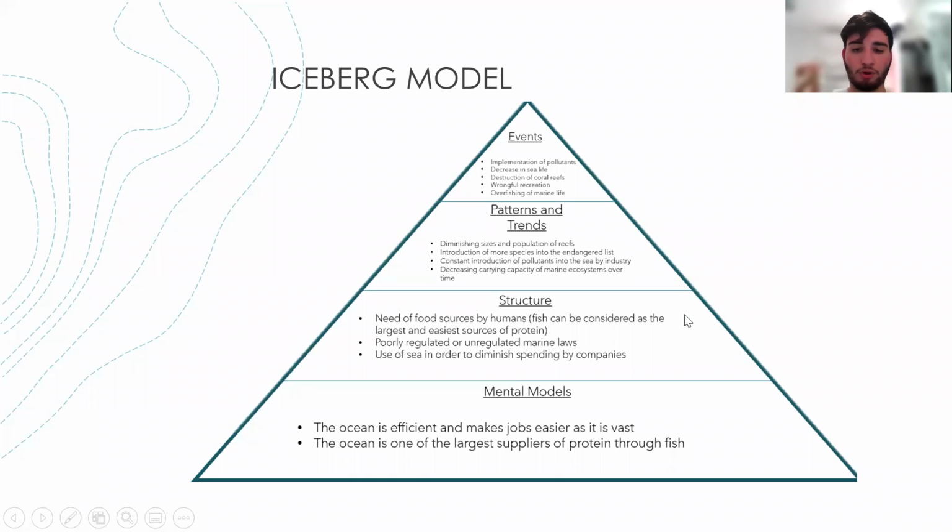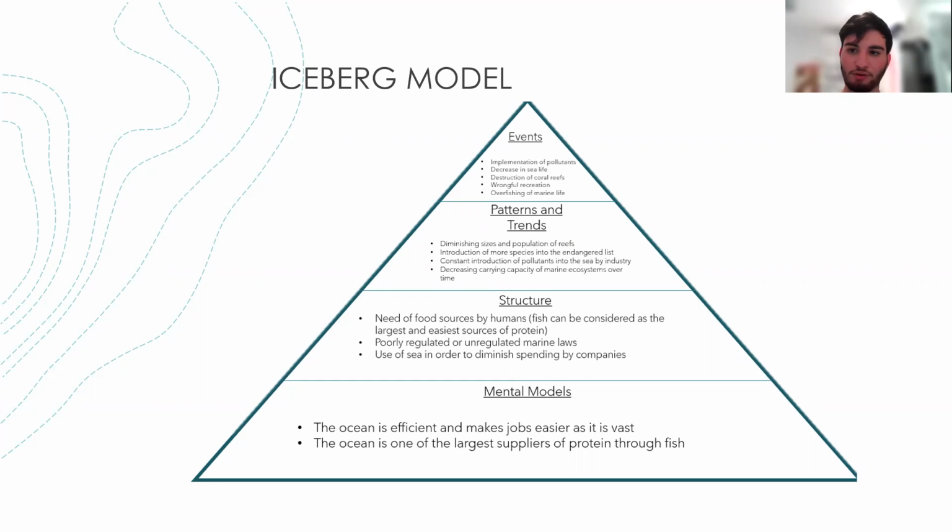After, we can see the iceberg model, starting with events such as the implementation of pollutants and the decrease in sea life, leading to the patterns found in these, which are the diminishing size of population as well as overall size of coral reefs across the ocean, as well as the introduction of more species into the endangered list, as well as the decrease in carrying capacity of marine ecosystems.